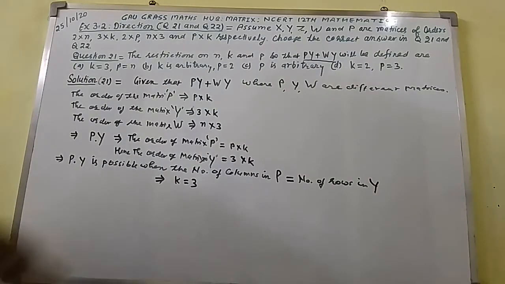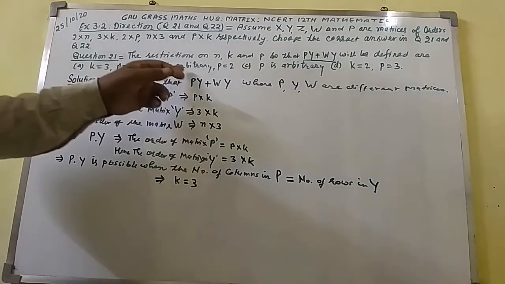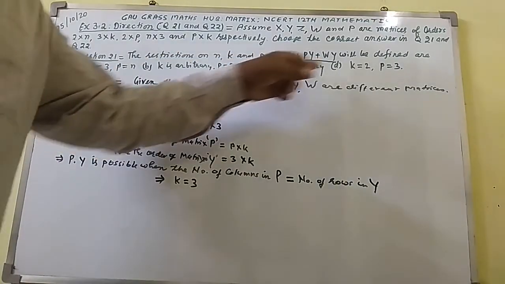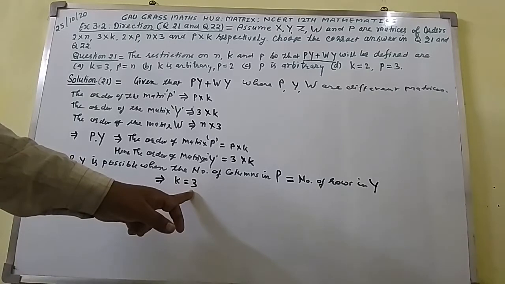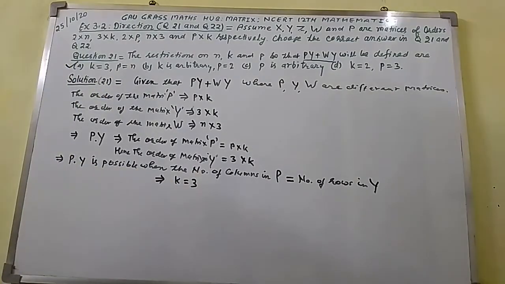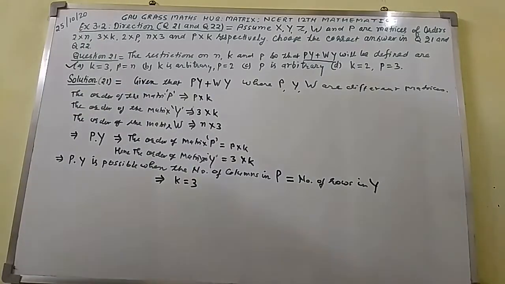So you have to judge which option is correct. Here you can say K equal to 3 is available. Here you can say K is arbitrary, P equal to 3. P is arbitrary, K equal to 2, P equal to 3. So here you have got K equal to 3. This means that this option is correct. Moreover, you have to prove this one, P equal to n. So how will P equal to n be available here?